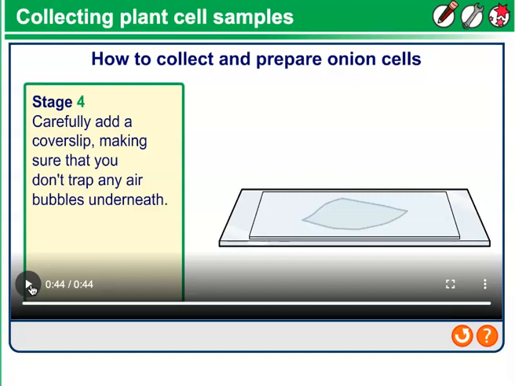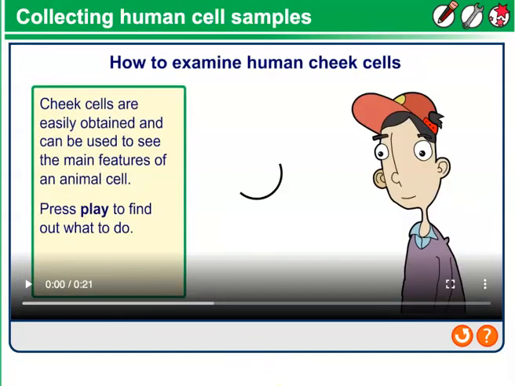And then we're going to observe under a microscope. So how would we go about examining human cheek cells? Cheek cells are easily obtained and can be used to see the main features of an animal cell.